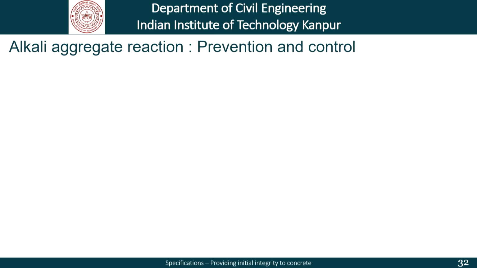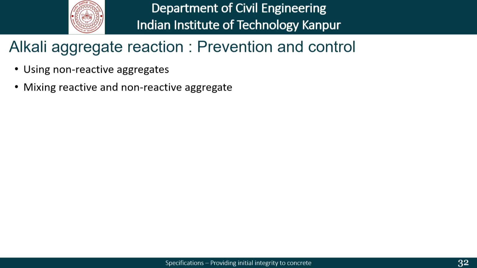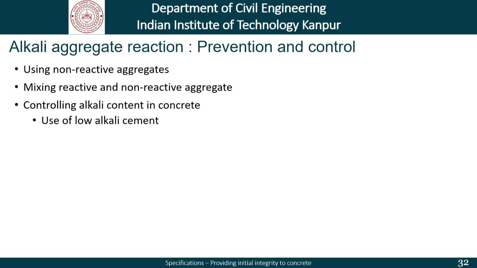Moving on, prevention and control of alkali aggregate reaction basically involves use of non-reactive aggregates, and mixing reactive and non-reactive aggregates. If it is not possible to avoid reactive aggregates altogether, try to see if we can replace parts of it and still use some reactive aggregates. Another option is to control the alkali content in the concrete, which could involve use of low alkali cement or the use of supplementary cementitious materials.